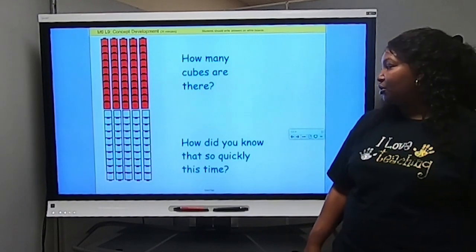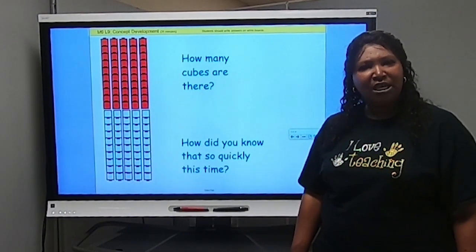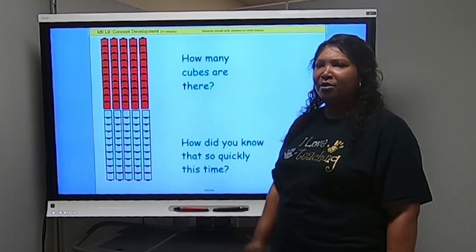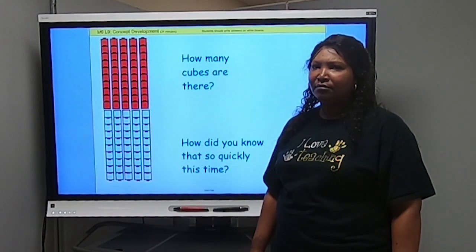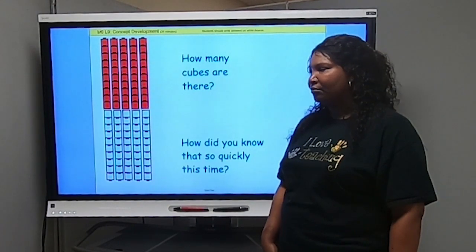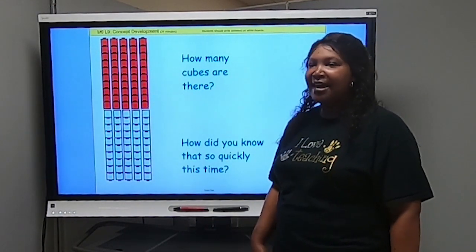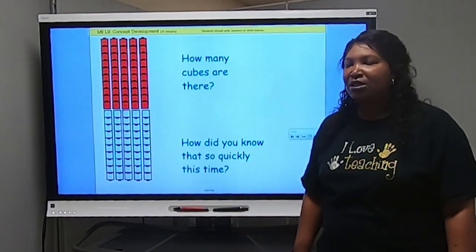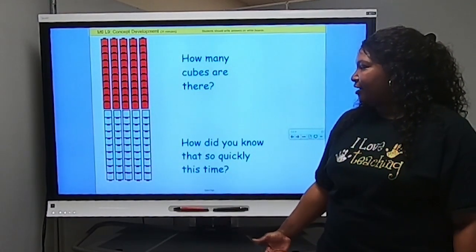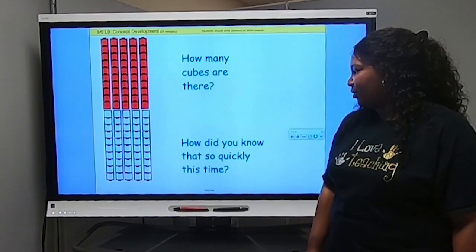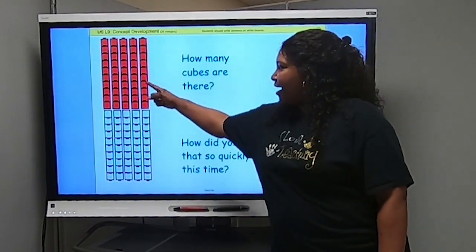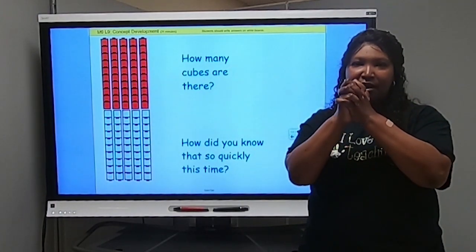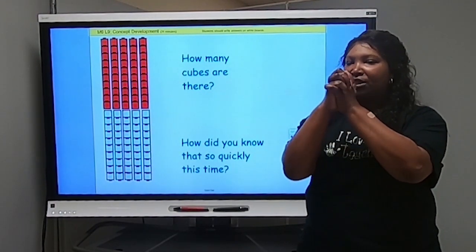Do you know how many cubes are there? 10. How did you know that there were 10 so fast in this set and you didn't know that there were 10 so fast in the other set? Yes, because this set is arranged in 5 groups. 5 groups help us to count faster instead of them being all scattered out, okay? So we have 5 up here and 5 up there. 5 plus 5 is 10. And remember, this is our magic 10.